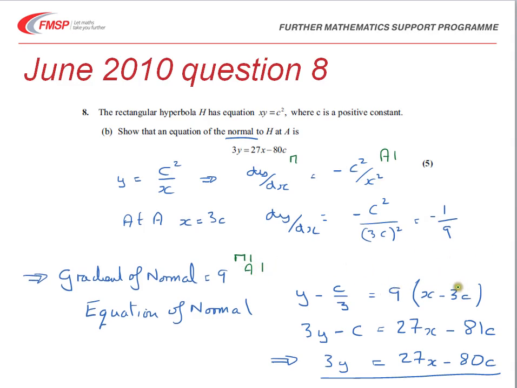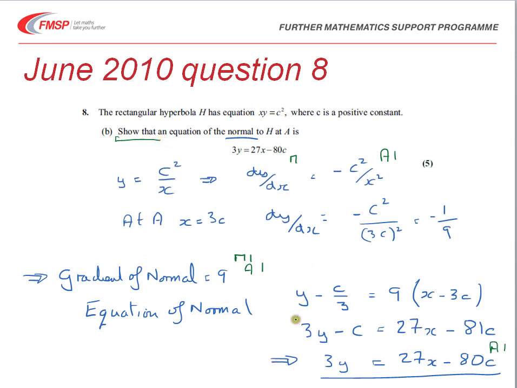And then finally an accuracy mark for the working up to that equation. Obviously you're given the equation and therefore it's not for that. It's just for having no errors in your proof, because it's a show question, so any errors are going to lose that final accuracy mark.